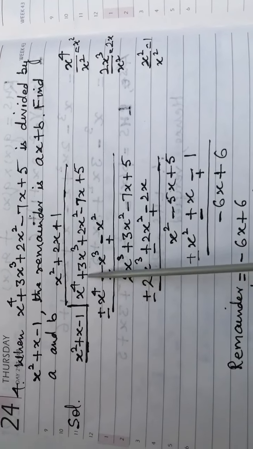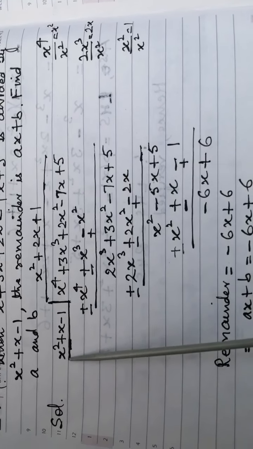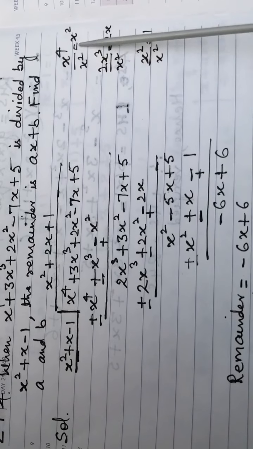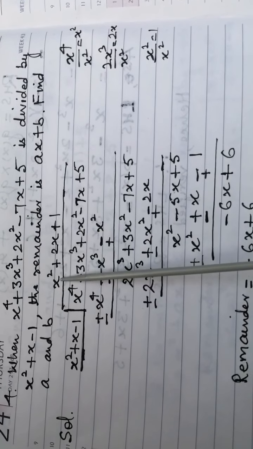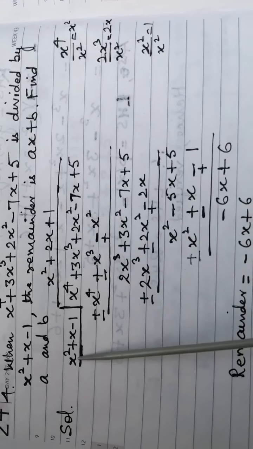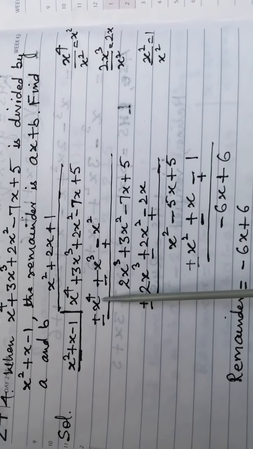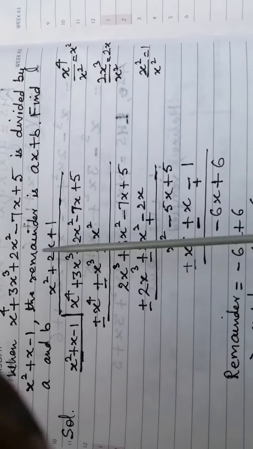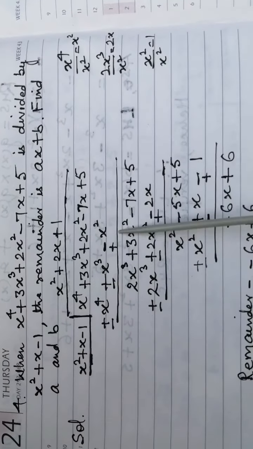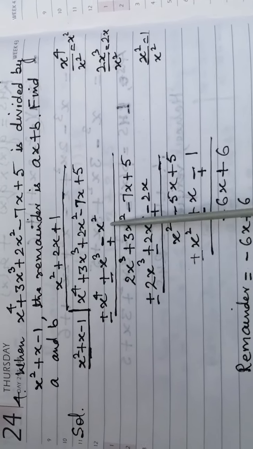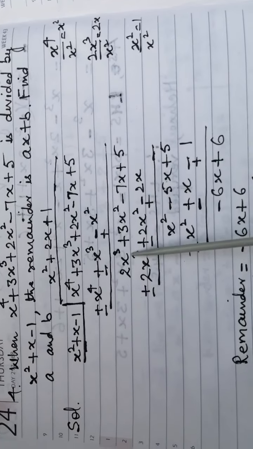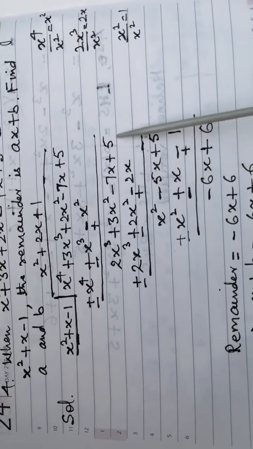Now here what is the first term? X raised to power 4, and here first term is x square. So x raised to power 4 upon x square, that will be x square. So first term will be x square. So now x square into x square is x raised to power 4. Then x square into x is x cube, and x square into minus 1 is minus x square. Change the signs. So I get 3x cube minus x cube is minus 2x cube. Here 2x square plus x square is 3x square minus 7x plus 5.